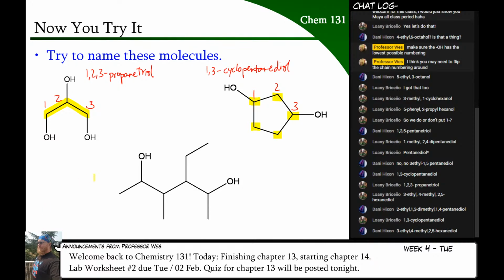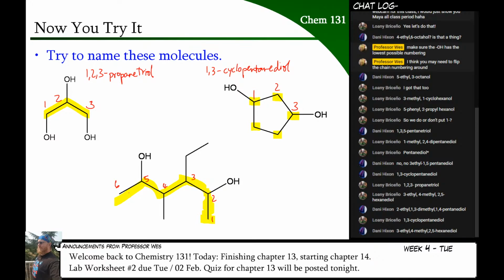And then down here, I've got to find the longest chain, but it has to go through both of them. So this is going to start here. 1, 2, 3, 4, 5, 6 looks like a hexane. So 1, 2, 3, 4. I have to go that way. All right. So my groups would be at 2, 3, 4, and 5.